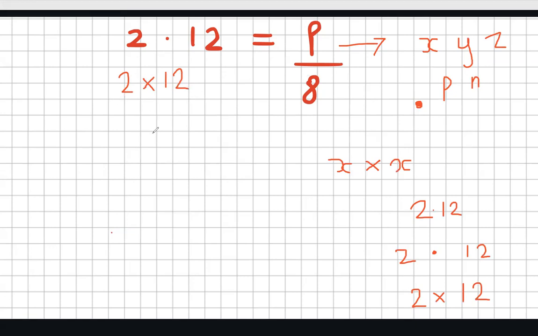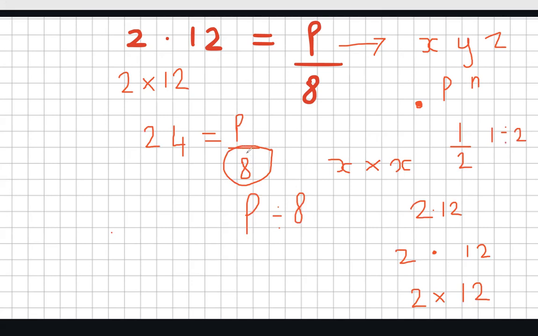So 2 times 12 is 24. So that's our first step, equals p over 8. So what we're going to do is we're going to take this divided by 8, because p over 8 just means p divided by 8. Like if you have a half, that just means 1 shared by 2. So that's what it means, divide.